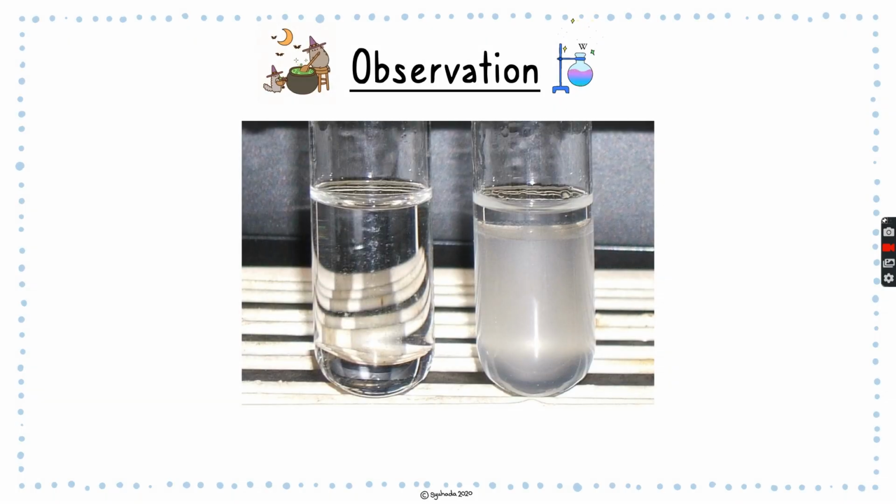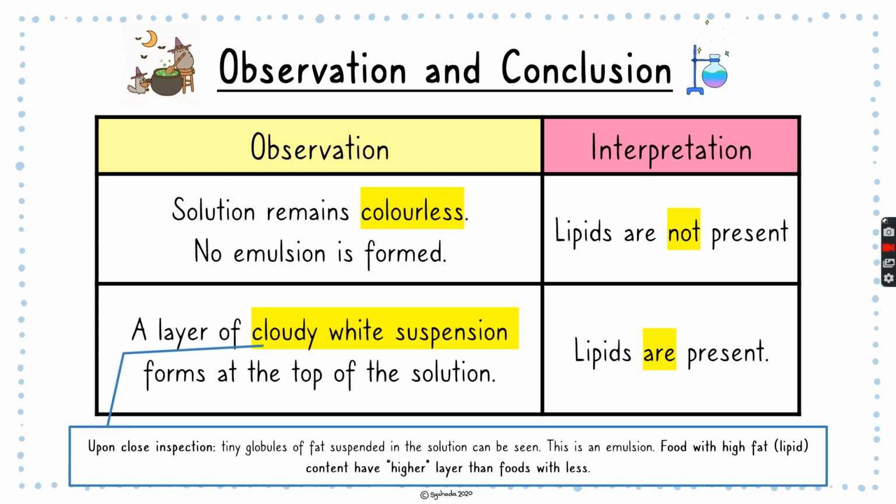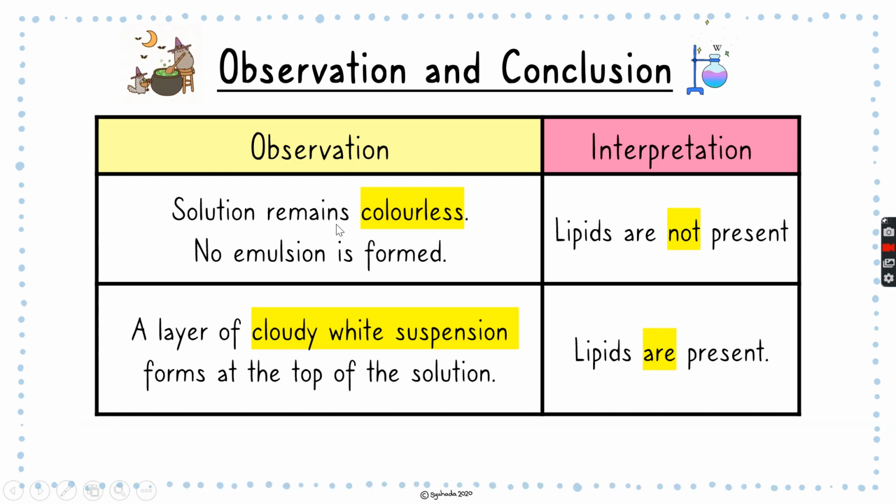So the kind of observation that you will see is these two. This is the negative test, where the liquid here just remains clear, crystal clear. However, if you have a positive, which means that fat is present, you're going to see an emulsion. This is why we call it the ethanol emulsion test. We say there is either a white precipitate, or a cloudy white suspension. So for the observation here, the solution will remain colorless and no emulsion is formed. So lipids are not present.